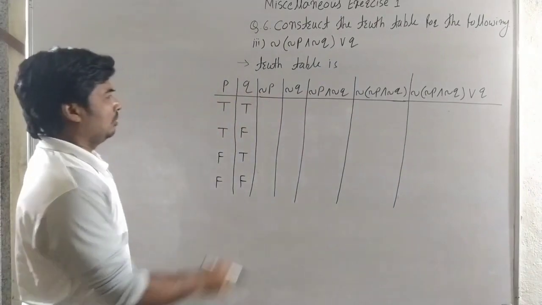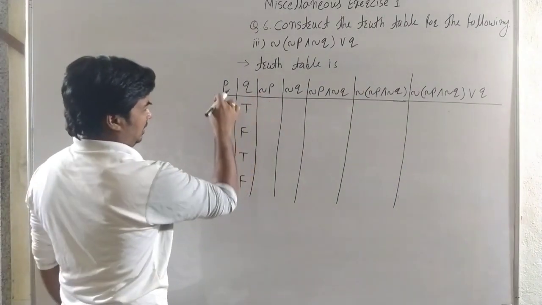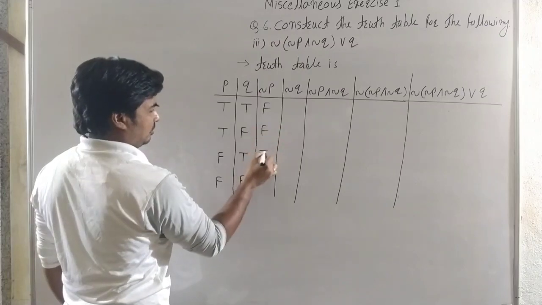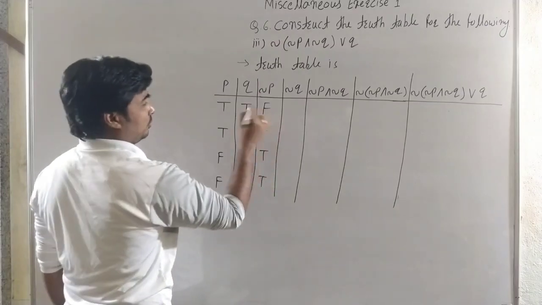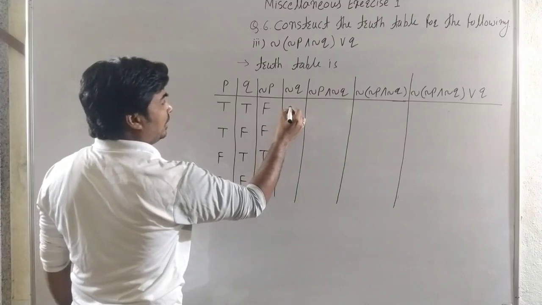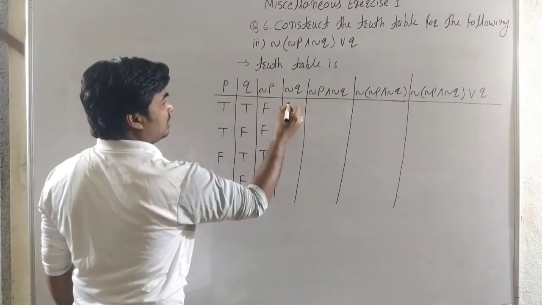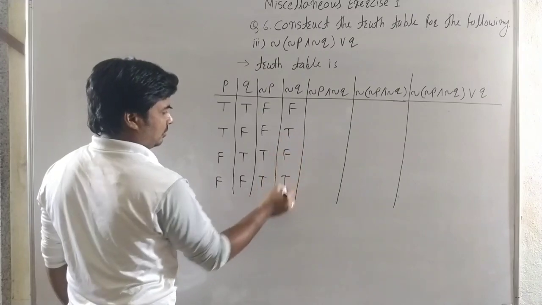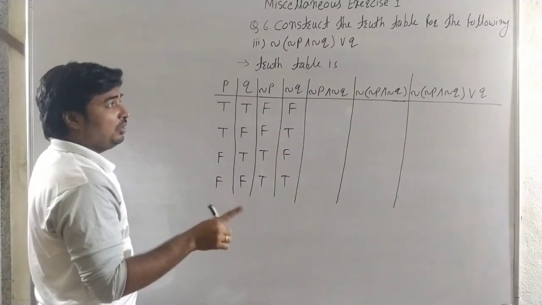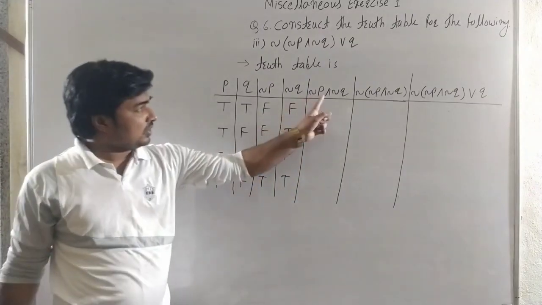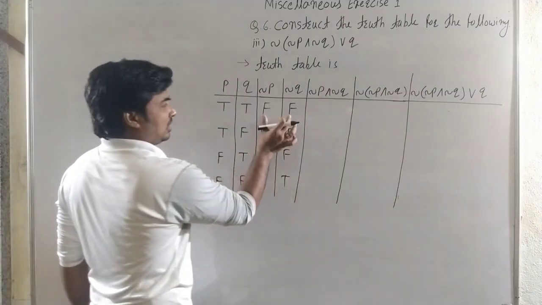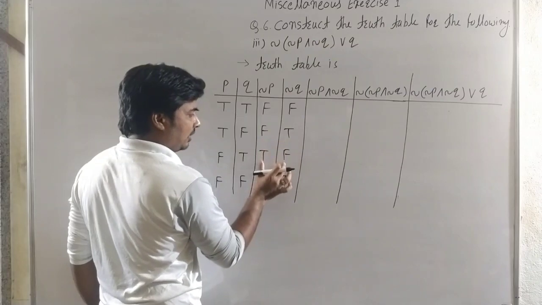Now first find the negation P. P is true, true, false, false, so negation P is false, false, true, true. Then negation Q. Q is true, false, true, false, therefore negation Q is false, true, false, true. Now negation P and negation Q: only when both are true is the result true. It is false, false, false, and true.